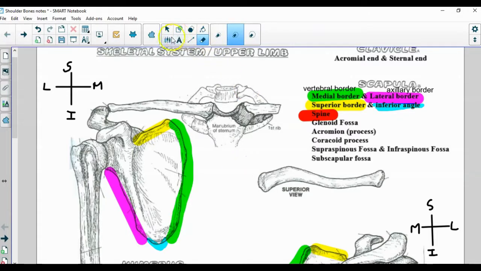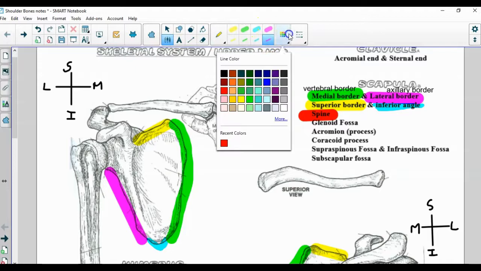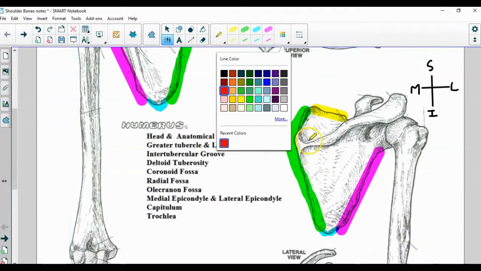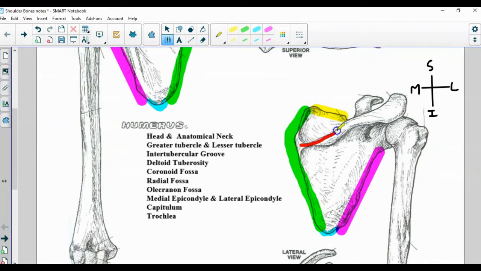That spine is a sharp, slender projection, and for a scapula, it's going to reach this distance. Now, when I get about here, the spine changes direction and it becomes a different projection, one of the processes. So take your color up to this point.